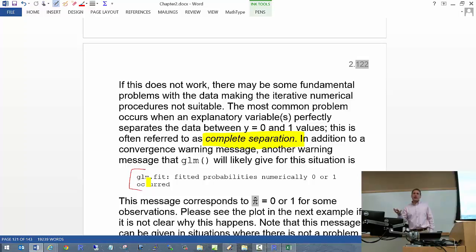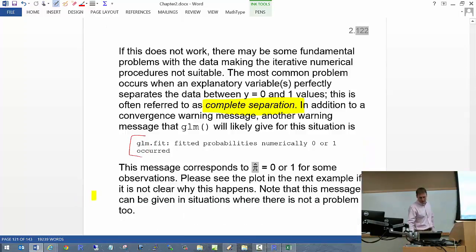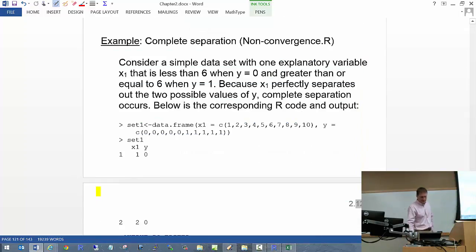Think about why that should occur. If you have complete separation, you know that for x large, y should be 1, and if x is small, y should be 0. So you would expect your pi hats to be something like that. That's why that occurs. We'll have a nice little plot that demonstrates that shortly. Actually, right now.